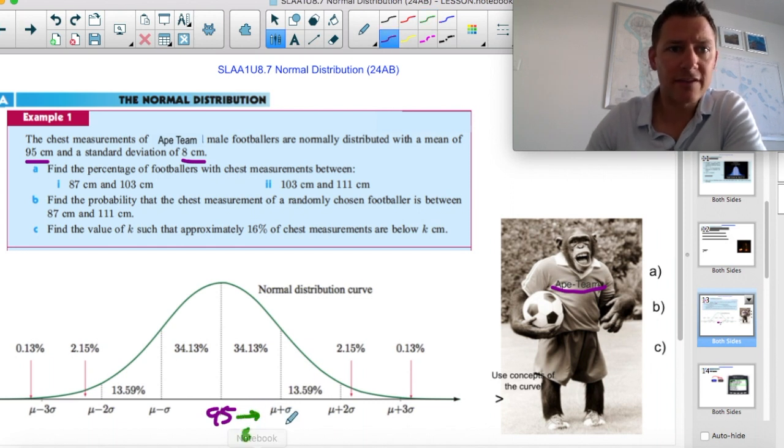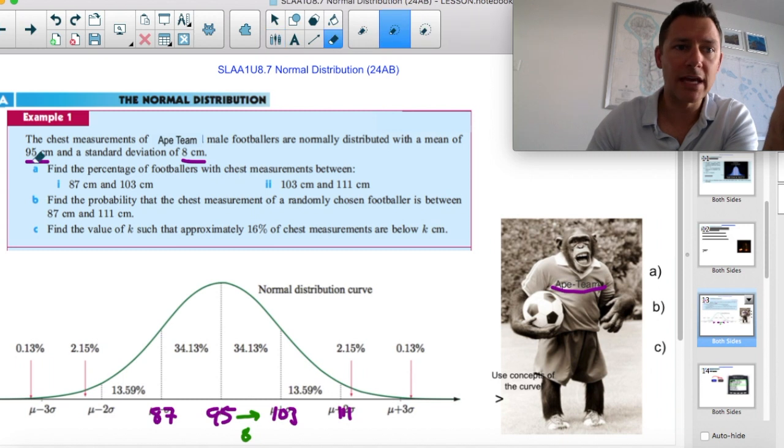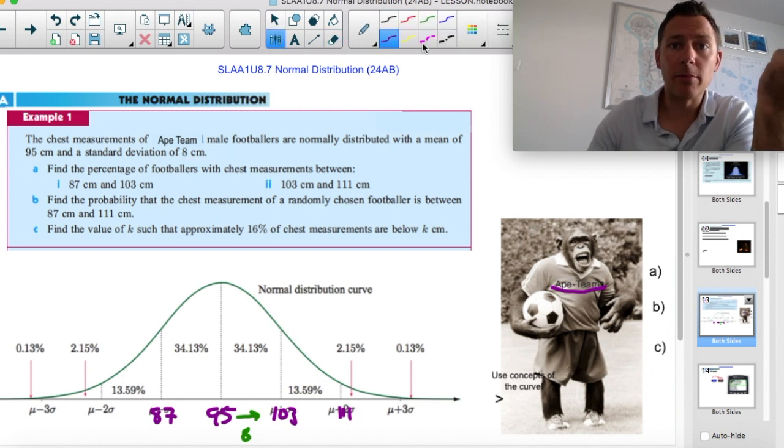And so this isn't going to be 8, this is going to be 103, and another standard deviation away, another 8 is going to be 111. Oh, and a standard deviation down, minus 8, is going to be 87, etc. And then we can use that to solve some of these problems.